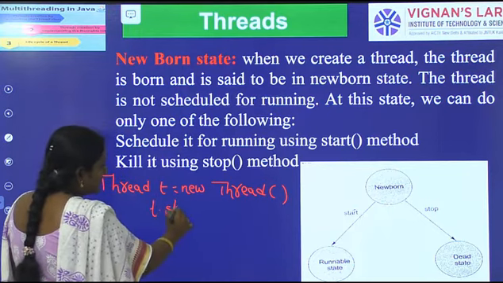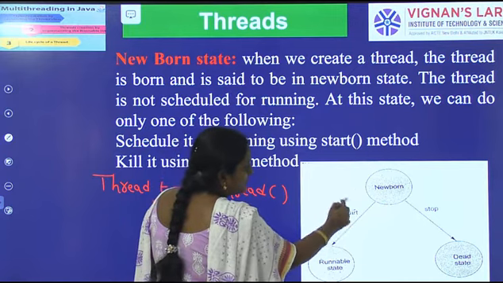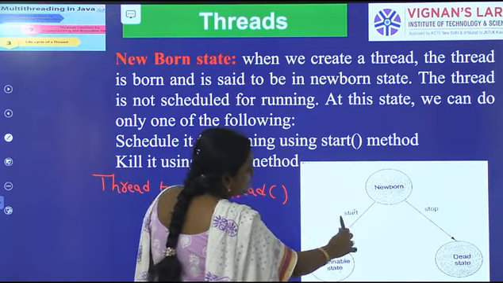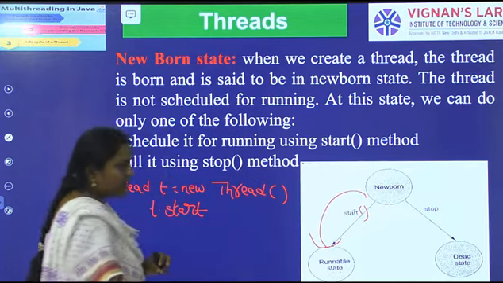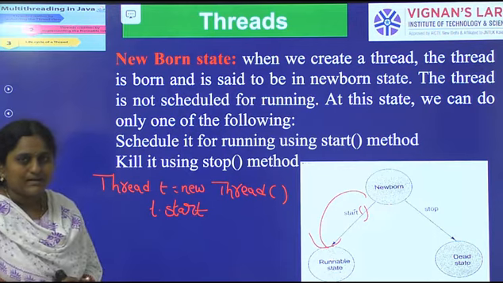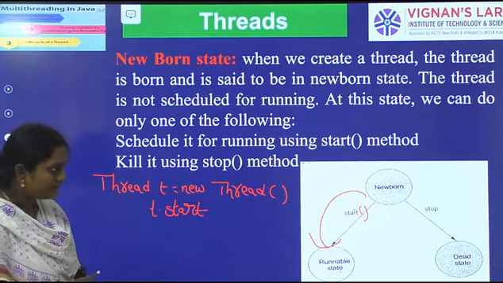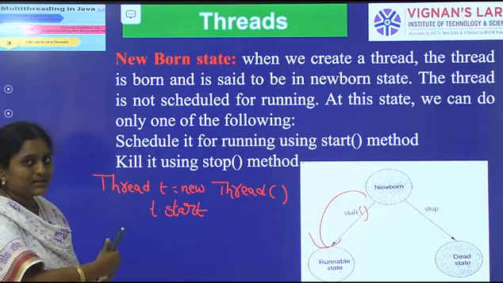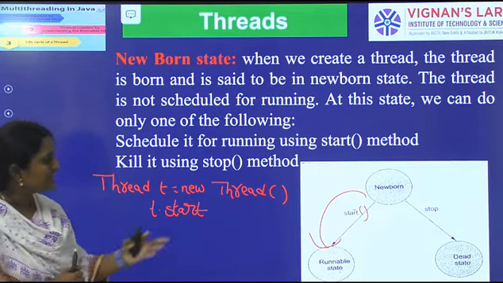After a thread has been created, we can explicitly call the start method, and it will move to the runnable state. Next one is to kill it by using the stop method. We can explicitly call the stop method, so the thread moves its state from the newborn state to the dead state.